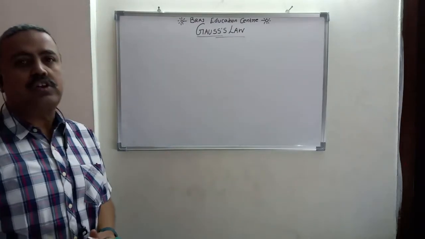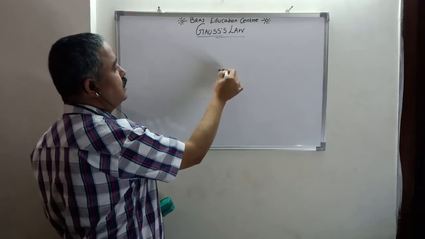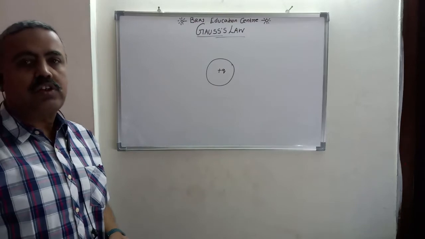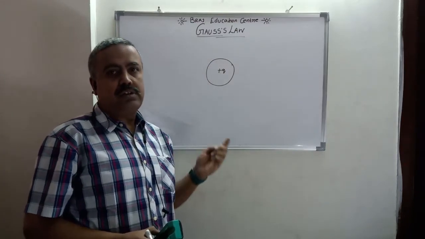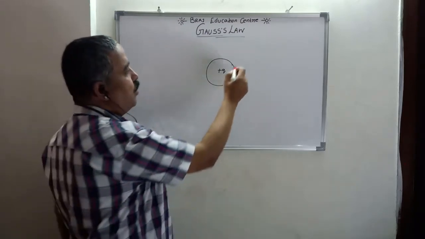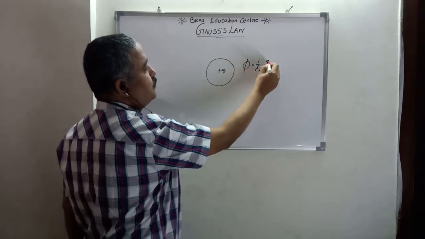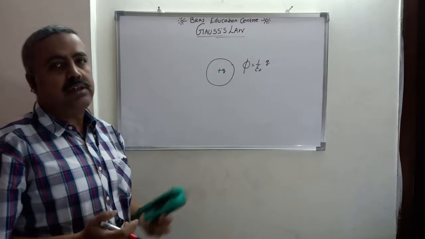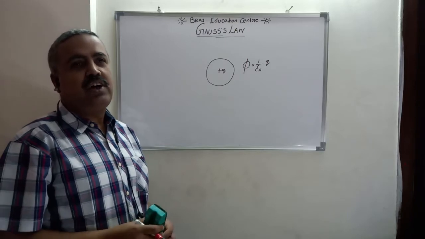What does Gauss's law state? If there is a charge configuration and a surface enclosing the charge configuration, then Gauss's law states that the electric flux through any surface which is enclosing a charge configuration is 1 upon epsilon naught times the charge enclosed. This charge configuration can be anything: a positive charge, negative charge, a sphere, a line charge, or anything like that.